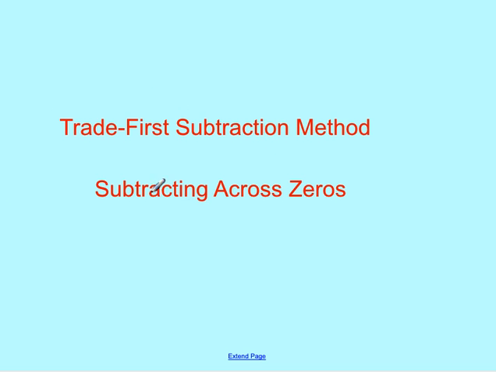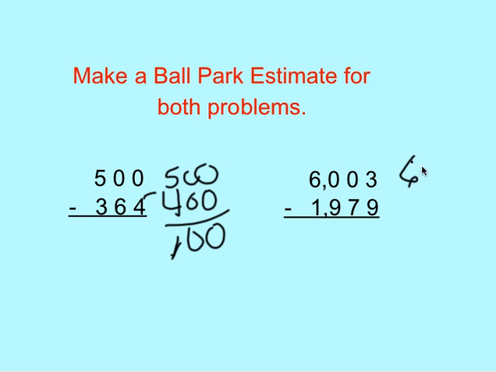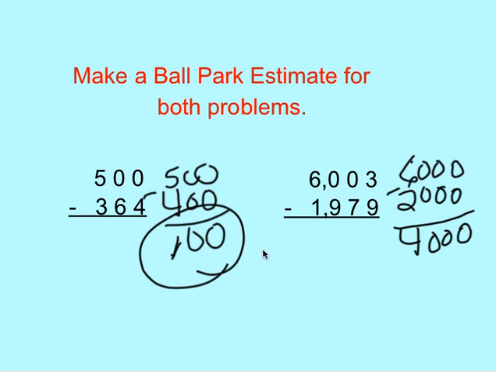Our final task for today is to just practice a couple more trading for subtraction where there are those zeros. So the next 2 problems are going to have zeros in them, and you are going to be thinking about ballpark estimates. So again, 500 subtract 364, which is about 400. Again, there is about 100 difference. 6,003 is about 6,000. 1,979 is about 2,000. So the difference is about 4,000. So these are your ballpark estimates for this next problem that you are going to figure out.